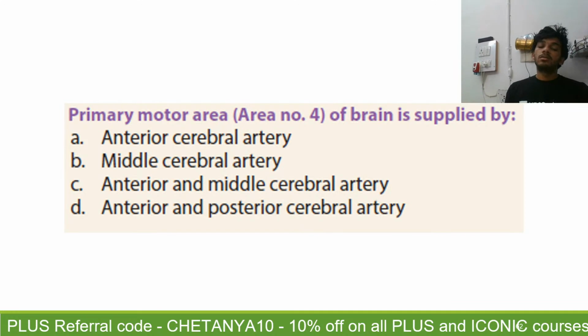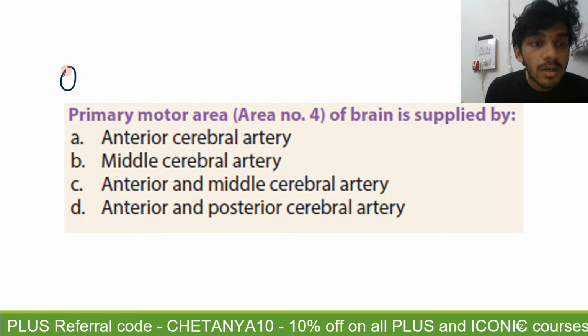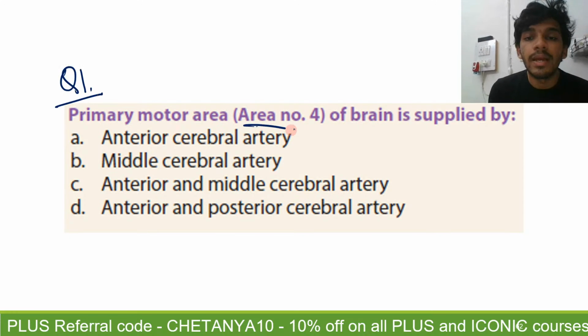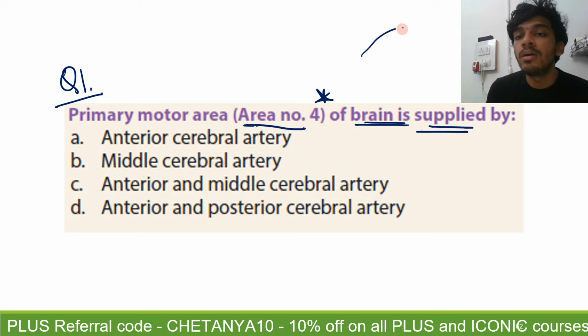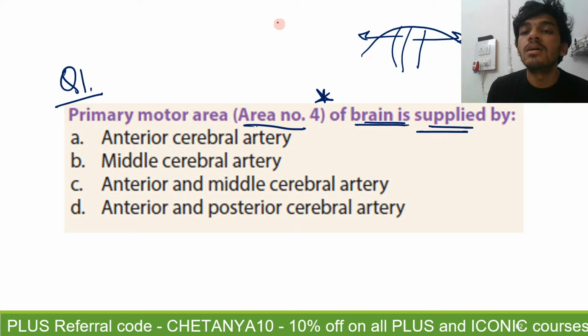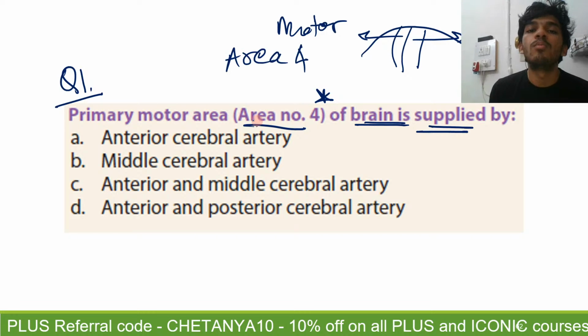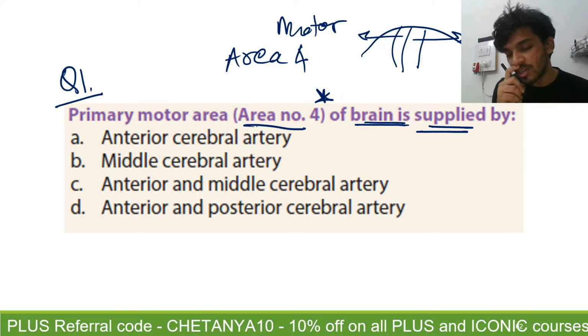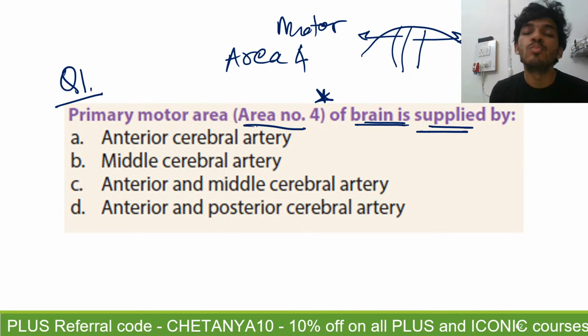So let's talk about the various MCQs here. Question number 1. What is the primary motor area? Area number 4 of the brain supplied by. तो आगे होता है there is a central sulcus which divides the motor and the sensory regions. The primary motor area is the one that is being talked about here. Area number 4. Area number 6 is the secondary motor area, and then you also have the supplementary motor area. These are the three areas that are related to motor.